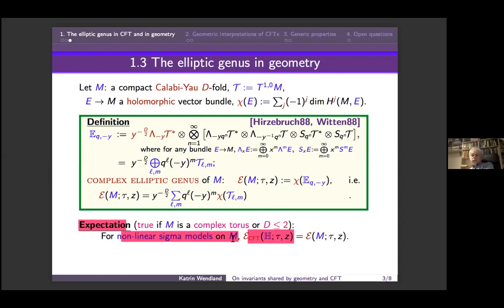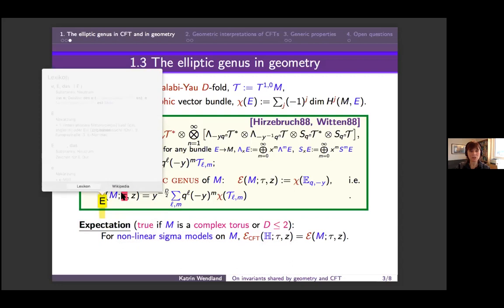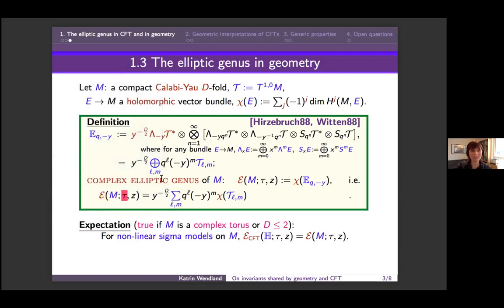Excuse me again, you define the weak Jacobi form on a torus, but here M is a general complex Calabi-Yau manifold. No, tau is the parameter that specifies an elliptic curve. Here, to construct a function E in these two variables, tau and z, I use the geometry of the manifold M.